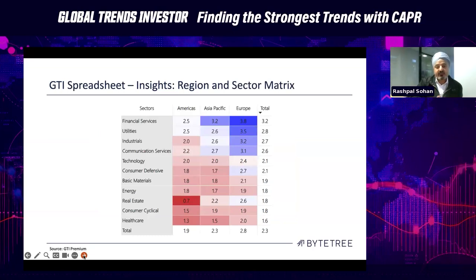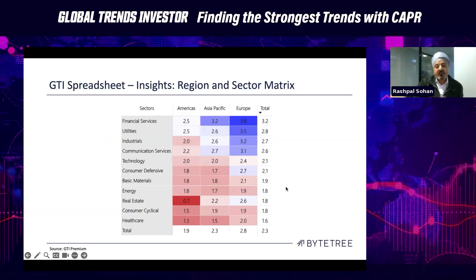Now, we're doing the same at the sector level and the region level. What we've done over here is show you the average score of the stocks by sector and by region. The regions are shown in the columns, the sectors are shown in the rows. There's also a color coding to make it easy to differentiate the very strong from the very weak. Like we said, the very strong is in dark blue and the very weak is in dark red.